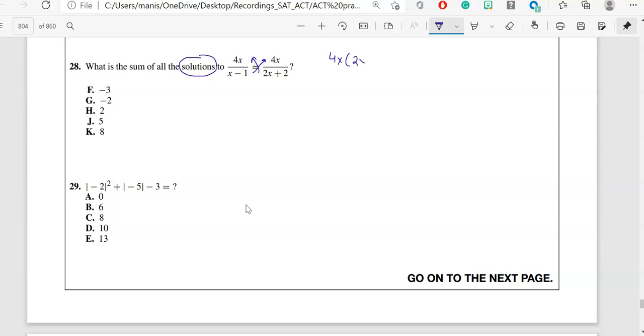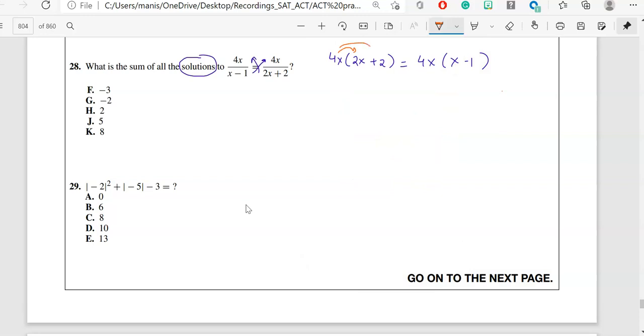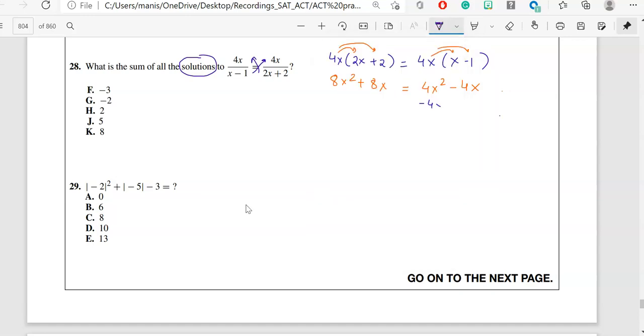It looks like this: 4x times 2x plus 2 is equal to 4x times x minus 1. So I will use the distributive property of multiplication over here. It will give me 8x squared plus 8x is equal to 4x squared minus 4x. So let's bring all of them on one side. In simple words, I'm subtracting 4x squared from both sides, and then I'm adding 4x to both sides. So this cancels out, changes to 0. So you end up with 4x squared plus 12x is equal to 0.